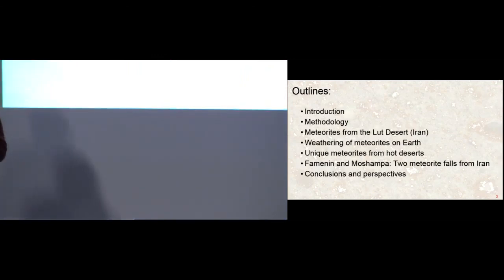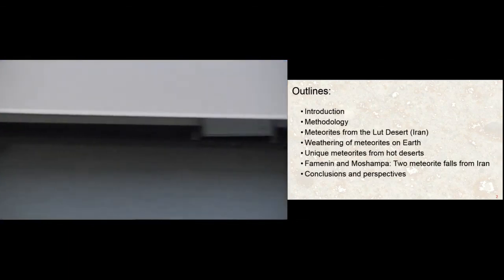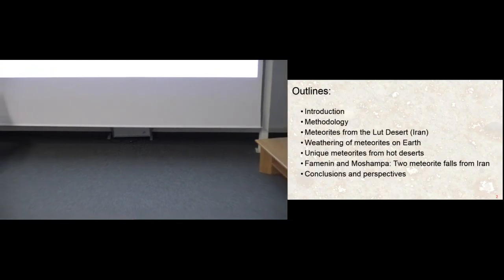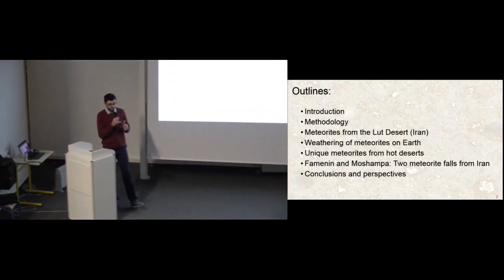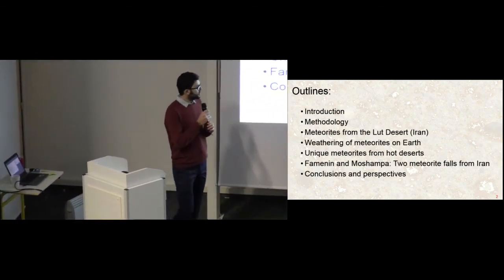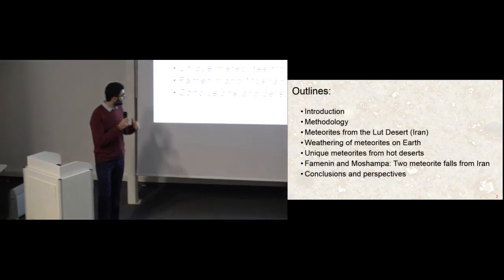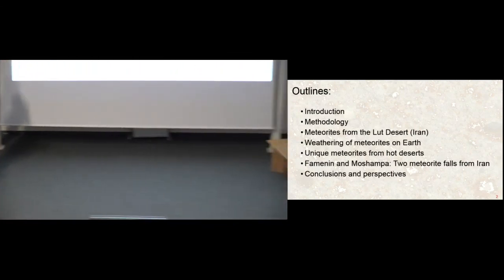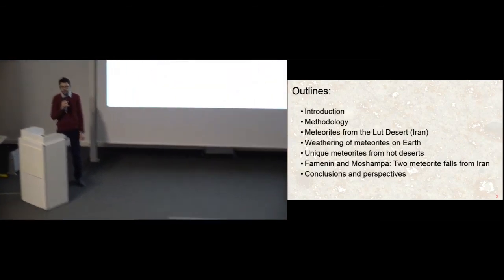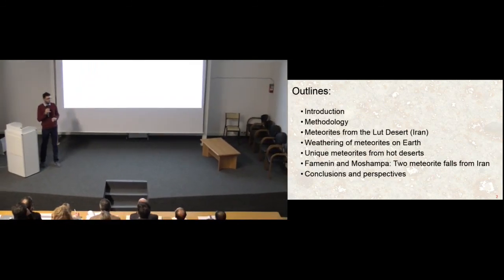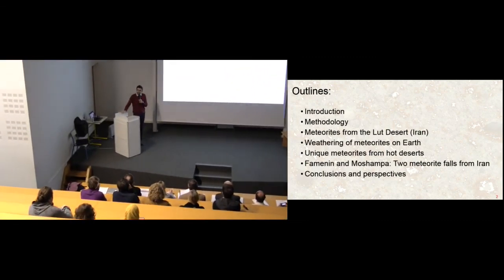Based on the structure of the thesis, here I'll give some information about the meteorites in general, and then about the methodology of the work that I've done during this study. The other part is going to be the meteorites from hot deserts, and particularly from the Iranian deserts. Then I'm going to talk about the weathering of meteorites in the terrestrial environment on Earth. It will be followed by studying a unique meteorite from hot desert collections, a meteorite from the Atacama Desert. The other section is going to describe two meteorite falls from Iran, Famenina and Moshampa. And at the end, I'll talk about the conclusions and perspectives of this study.